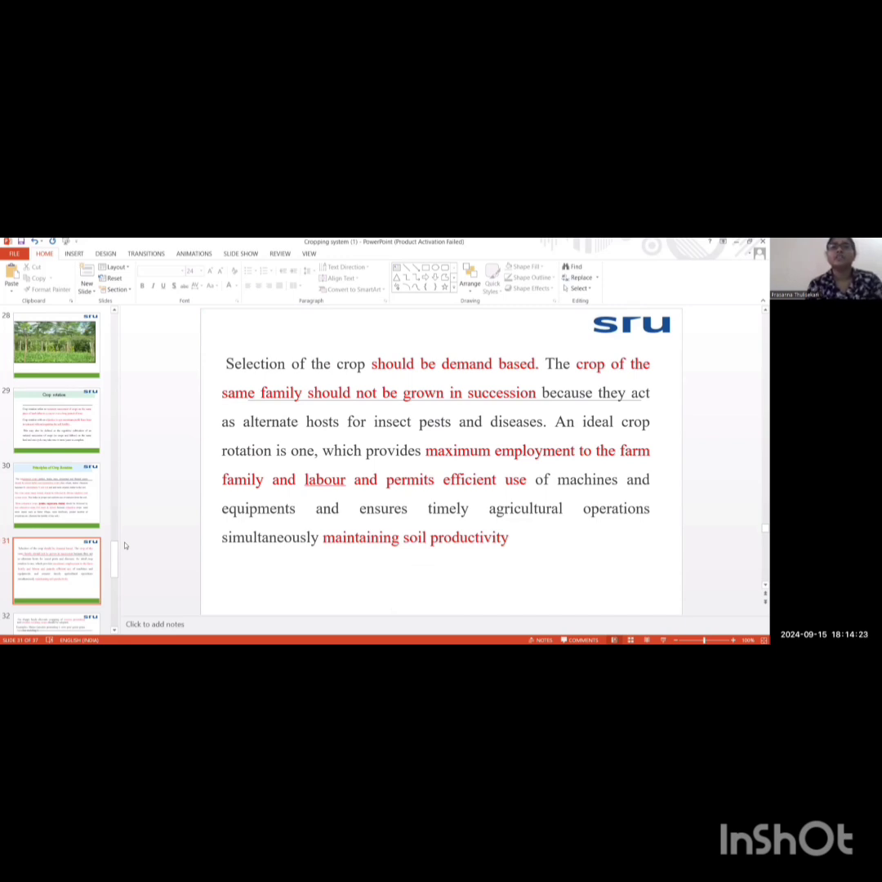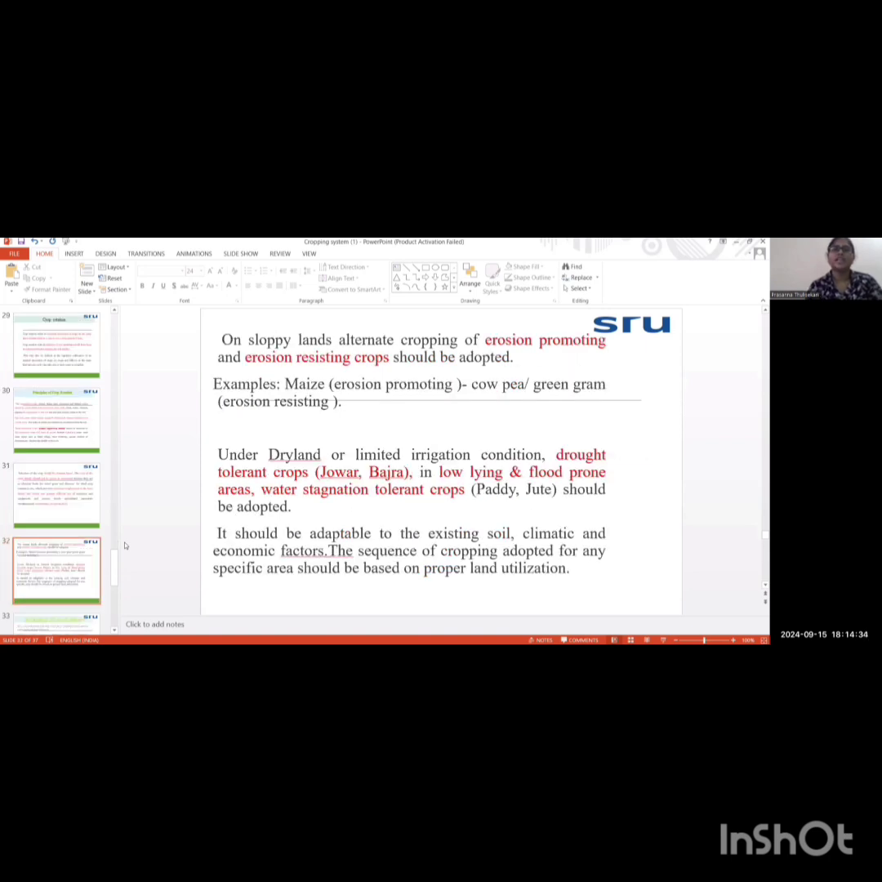The crops of the same family should not be grown in succession because they act as alternative hosts for insect pests and diseases. And on sloping lands, alternate cropping of erosion promoting and erosion resisting crops should be adopted. And under dry land or irrigated conditions, drought tolerant crops. In low lying and flood prone areas, water stagnation tolerant crops should be used.